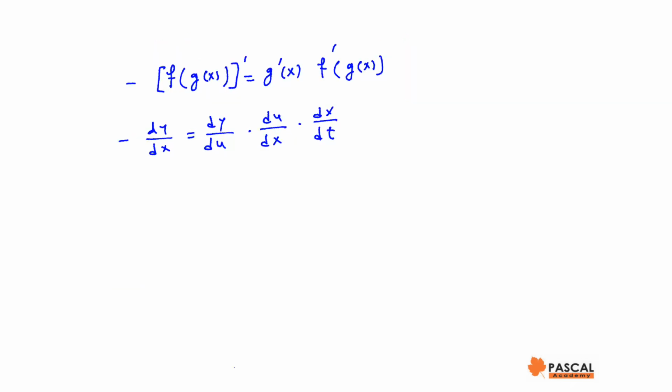Let's recap. In this lesson, we found a formula for the chain rule in two forms. f of g of x prime is g prime of x times f prime of g of x. dy dx is dy du times du dx times dx dt if we assume y is a function of u, u is a function of x, and x is a function of t.